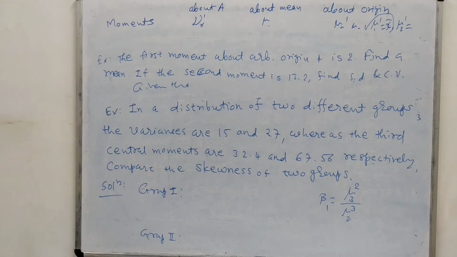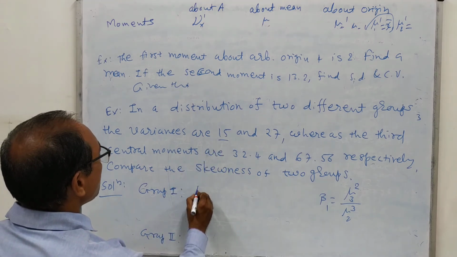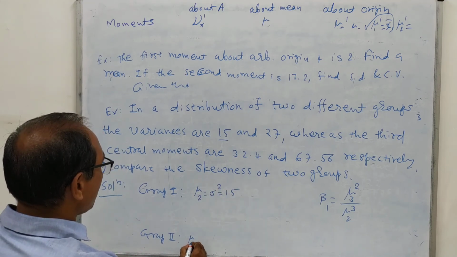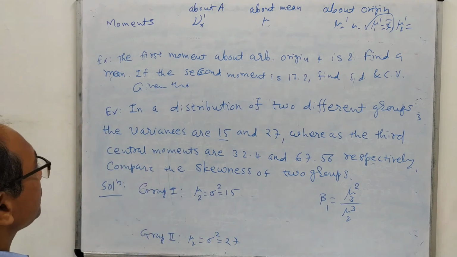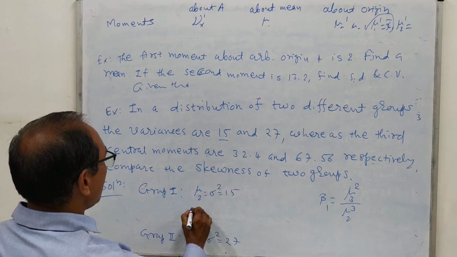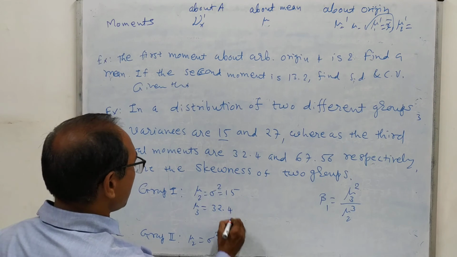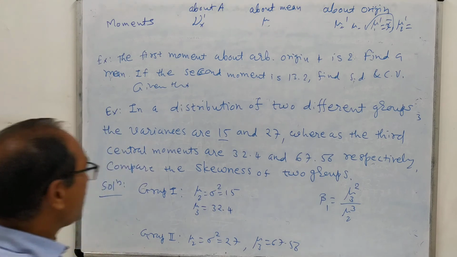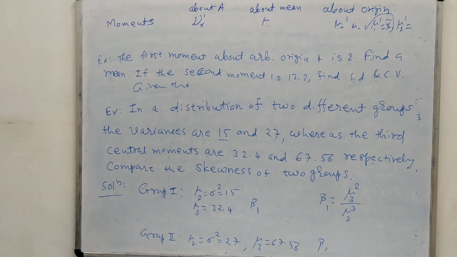So what is given here? For group 1 we are given the variance, mu2 equal to sigma square. Variance is sigma square. And here we are given mu2 equal to sigma square equal to 27. And the third central moment, that means mu3, is 32.4 given here, and for this one mu3 is given as 67.56. So you can find beta 1 for this and beta 1 for this, because in the formula we require the values of mu2 and mu3.